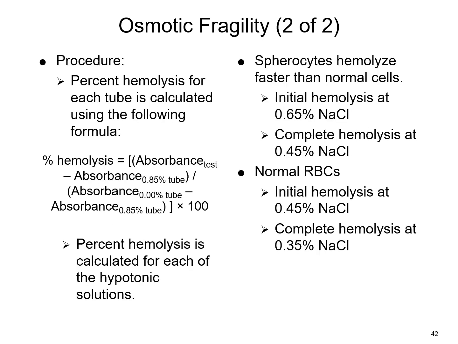So what we're looking for is the percent of hemolysis that's going to be calculated in each tube, and that's going to be based off the absorbance. You don't really have to know this, just know that this is basically a test that's going to detect spherocyte hemolysis versus the normal red blood cell, because those spherocytes are going to hemolyze a lot faster than your normal red blood cells will.